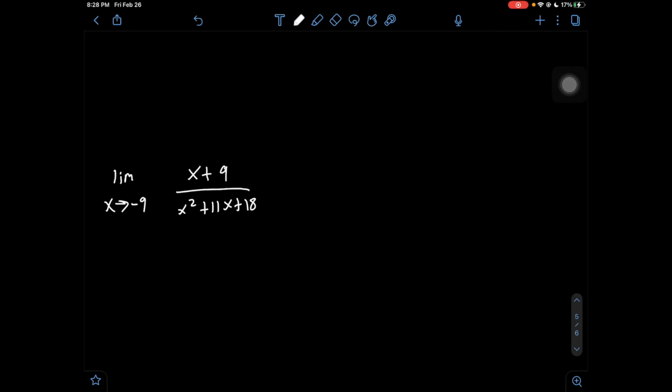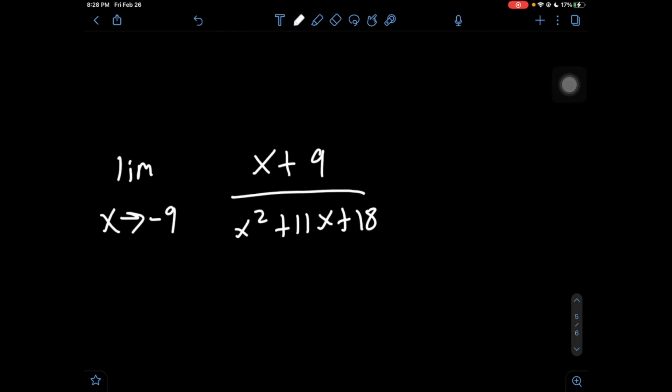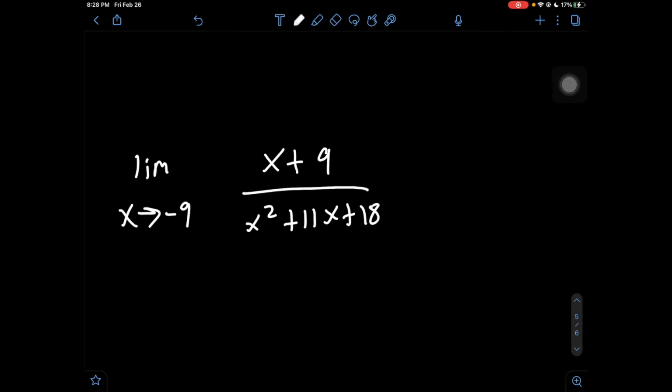So now let's go on to our last practice problem, which is the limit as x approaches -9 of x plus 9 over x squared plus 11x plus 18. In this equation, let's start out again with direct substitution.